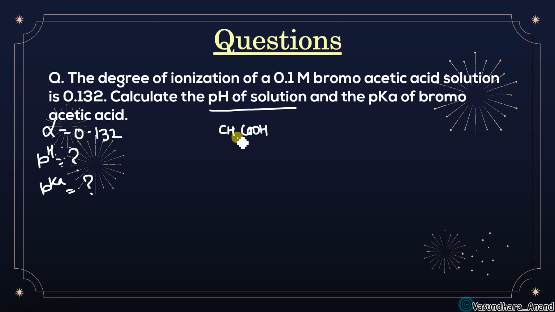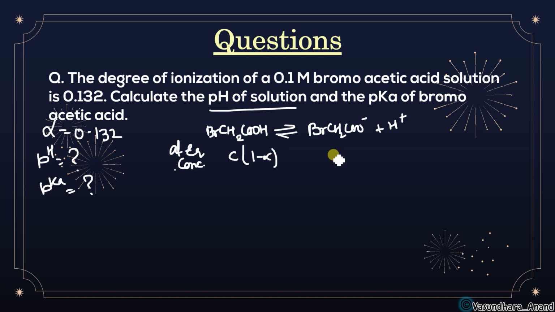Okay. So CH2 and here it will be Br. So when it undergoes dissociation, it will give you BrCH2COO minus plus H plus. So by this way, you can find the concentration. Okay. So here, let me do it directly at equilibrium concentration. So can I write C into 1 minus alpha, and this is C alpha and this is C alpha?